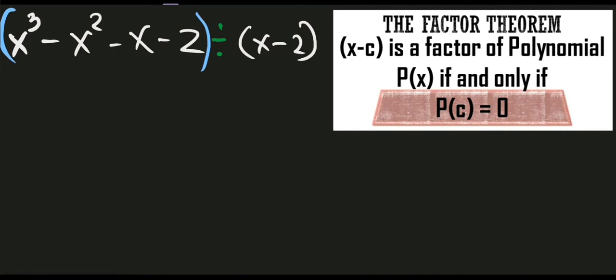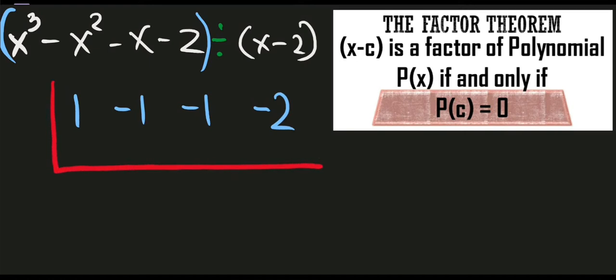So, let's get the numerical coefficients. For x cubed, we have 1. For x squared, we have negative 1. For negative x, we have negative 1. And for negative 2, we have negative 2, obviously. Okay? Those are our numerical coefficients. And we need to construct a bar that will separate the values from our divisor. Now, we need to decide the value of our divisor. The divisor here is x minus 2.